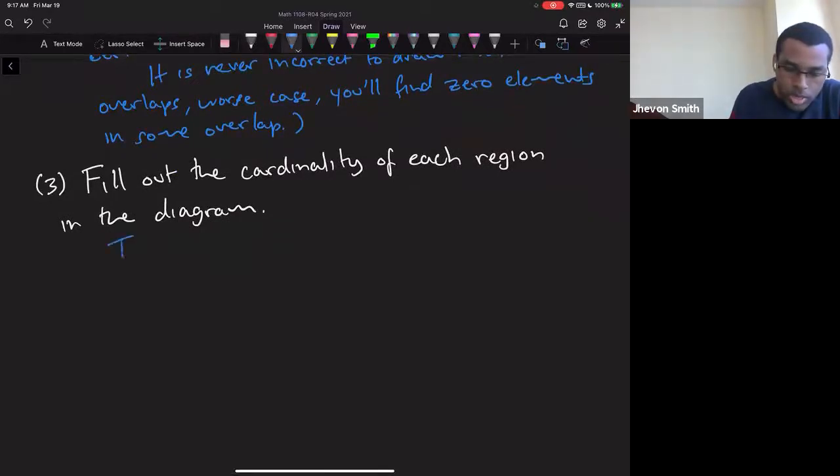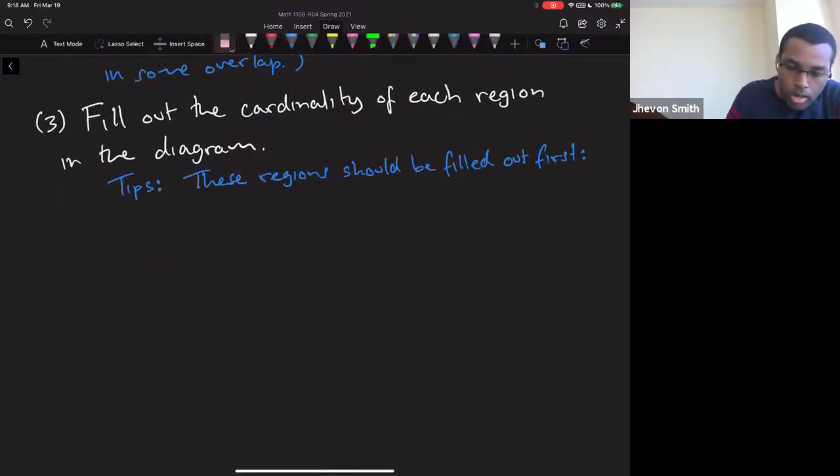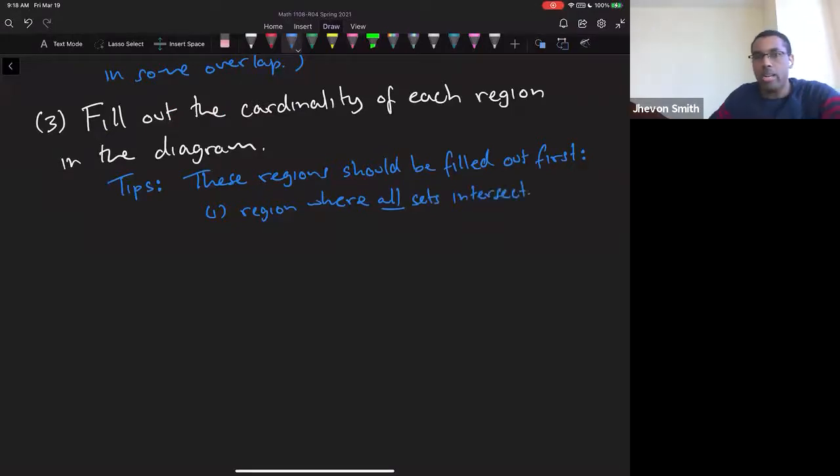And here are tips for doing this, because there is a right and a wrong way to do it. These regions should be filled out first. If you mess up the order, you can get in trouble. One, the region where all sets intersect. So if you're given information in the problem that every single person in the universe has this property, or they tell you here's a group of people where they all overlap, you want to fill in that number first.